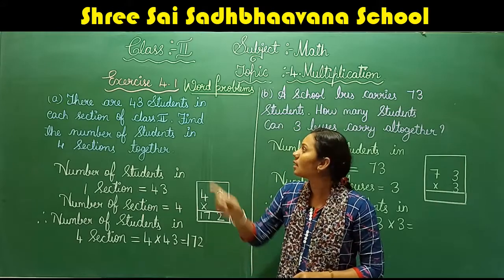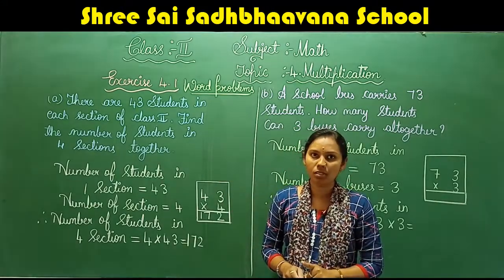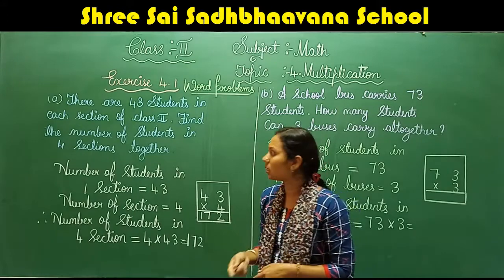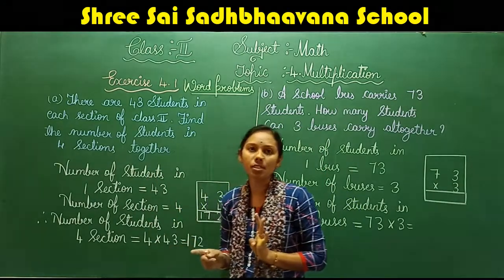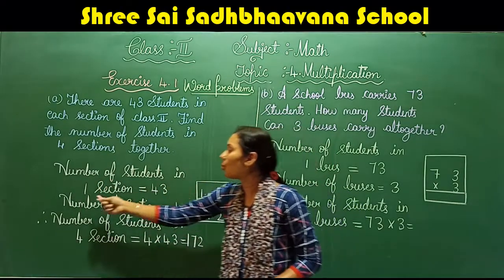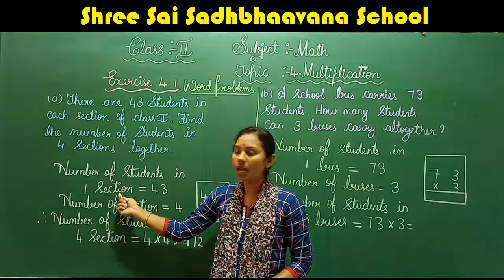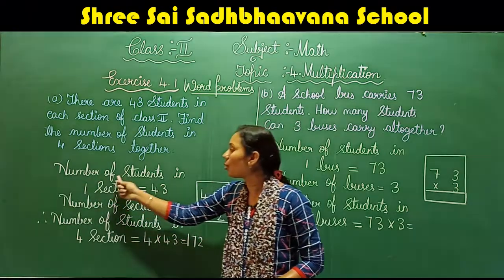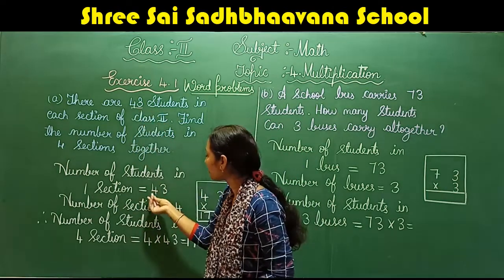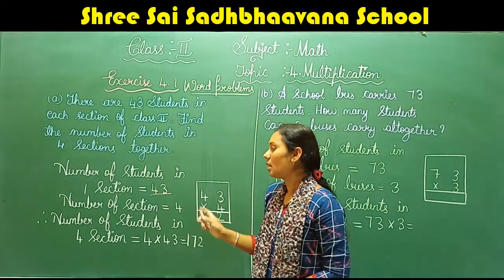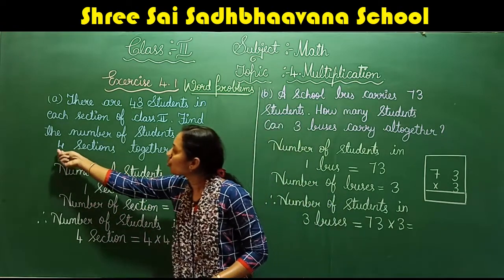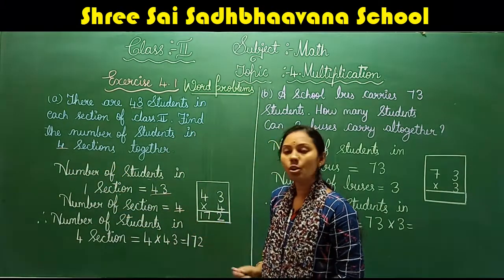Okay, in class 2 one section there are 43 students. So we have to find the number of students in 4 sections. Okay, see, how do you have to write the statement? You should write the statement first. Number of students in one section, so that is 43. Okay, next. Number of sections. So how many sections are there? 4. See, 4 sections.